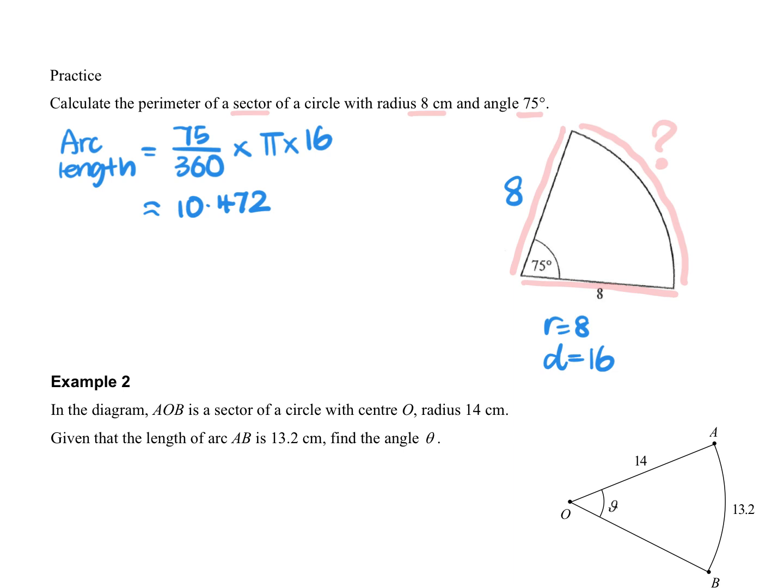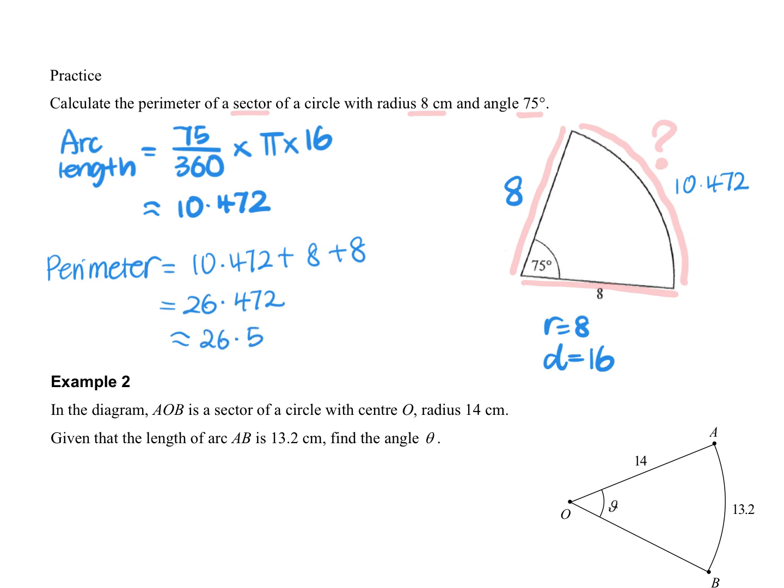So now I have this portion over here is 10.472 cm, and I'm going to find the perimeter of it all. I'll take 10.472 plus the other two radii, plus 8 plus 8. And that gives me the number 26.472. We round it off to 26.5 cm. Have you gotten the answer?